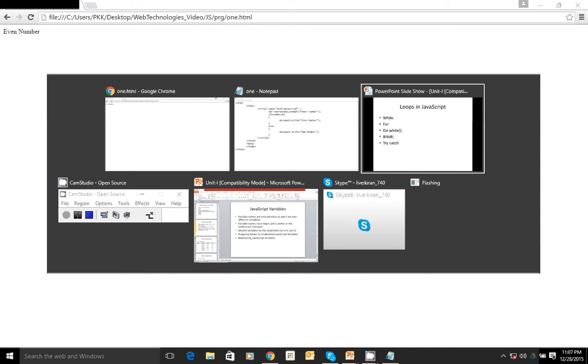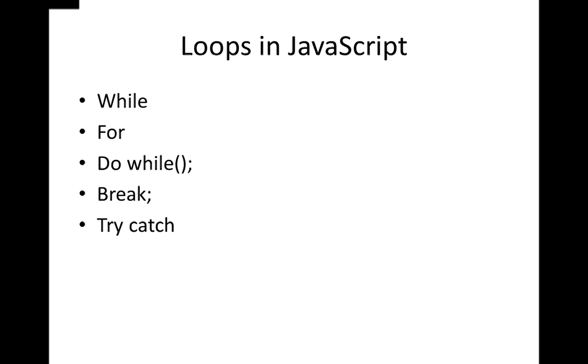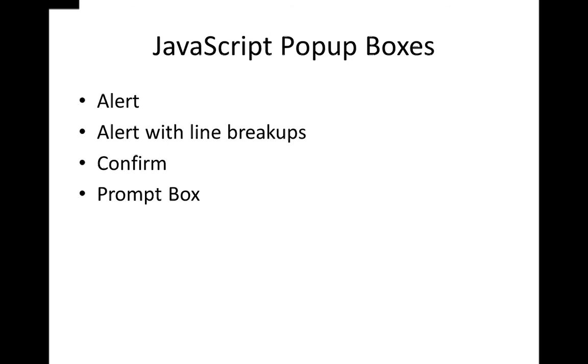Let's go ahead. Apart from that, we have conditional statements, sorry, control structures, like repetitive control structures, loops like while, for, do while, break, and try catch. Of course, we will use these in our further examples. We have alert box, alert with line break, confirm box, and prompt box. We have seen the usage of the prompt box just now in our example. In the next examples we are going to use alert, alert with line breaks, and confirmation.